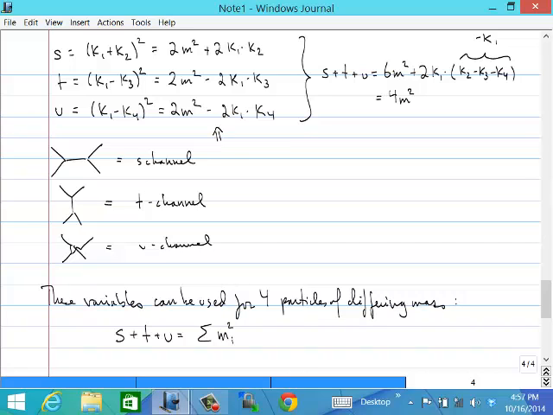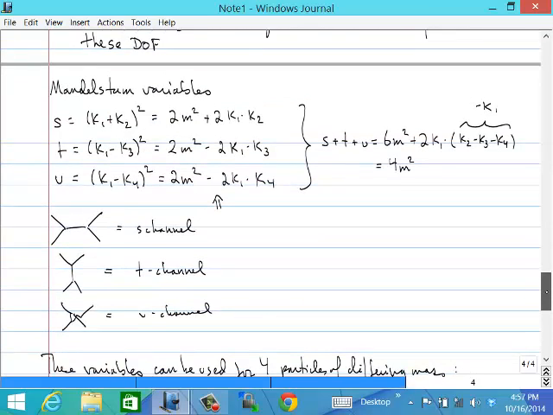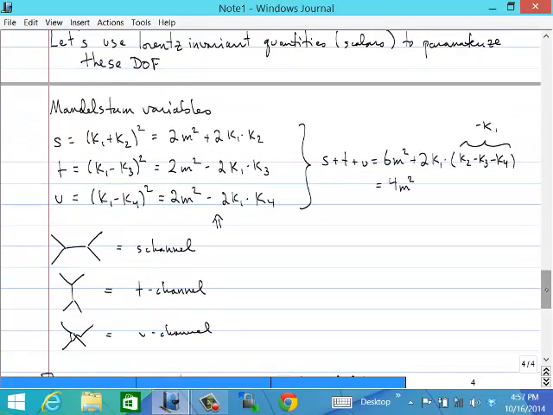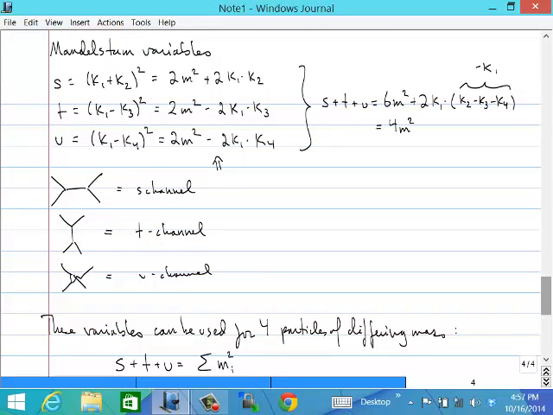Yes? Well, yes. So when I talk about the number of degrees of freedom in 2-to-2 scattering, that's just a statement about the kinematics of 2-to-2 scattering. It doesn't depend on what sort of processes I'm considering. But when you consider the particular 2-to-2 scattering processes that I've drawn here, we often give names to these different processes. We call them S channel, T channel, or U channel.